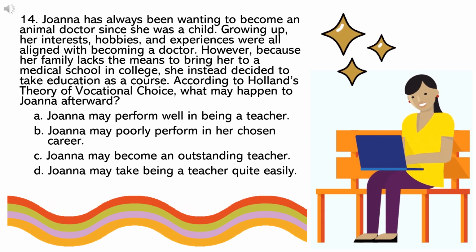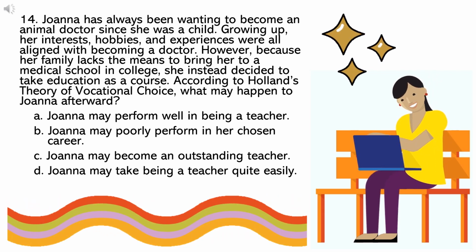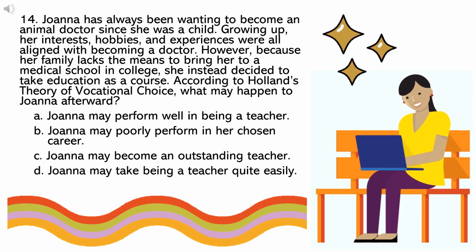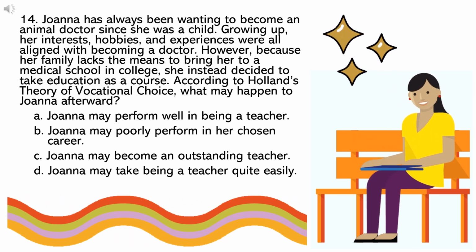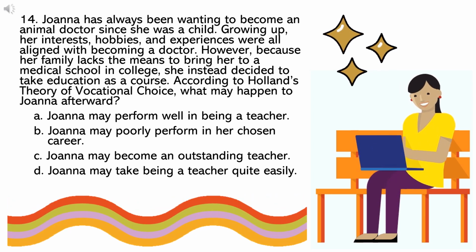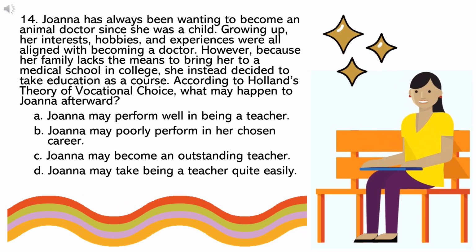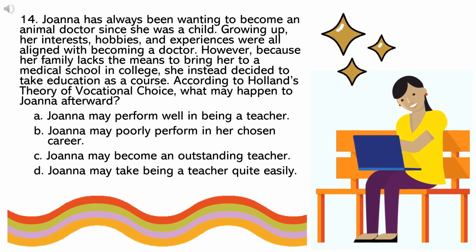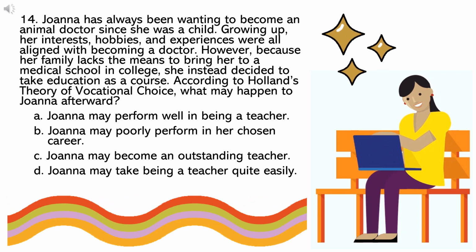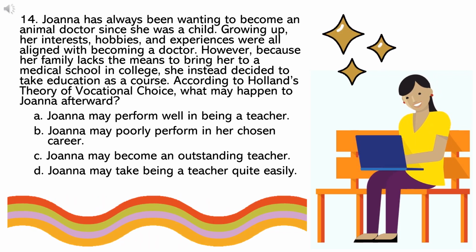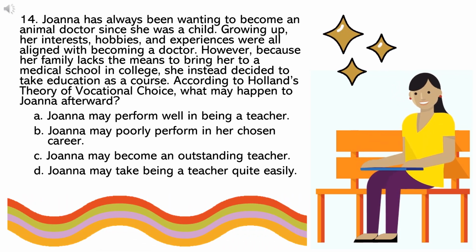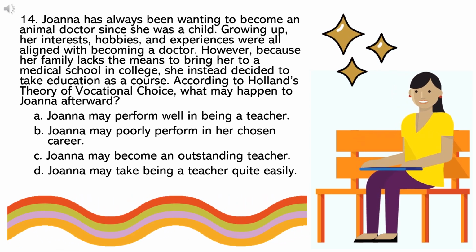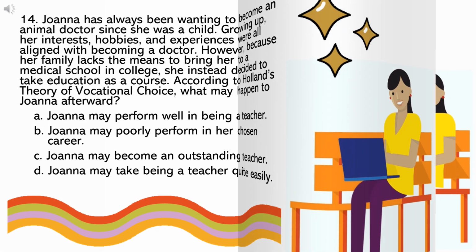14. Joanna has always been wanting to become an animal doctor since she was a child. Growing up, her interests, hobbies, and experiences were all aligned to becoming a doctor. However, because her family lacks the means to bring her to a medical school and college, she instead decided to take education as a course. According to Holland's theory of vocational choice, what may happen to Joanna afterward? A. Joanna may perform well in being a teacher. B. Joanna may poorly perform in her chosen career. C. Joanna may become an outstanding teacher. D. Joanna may take being a teacher quite easily.